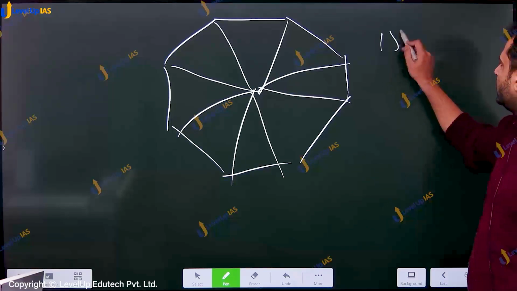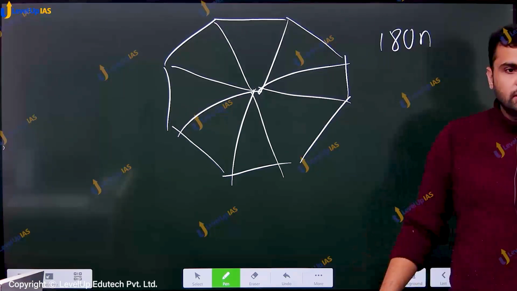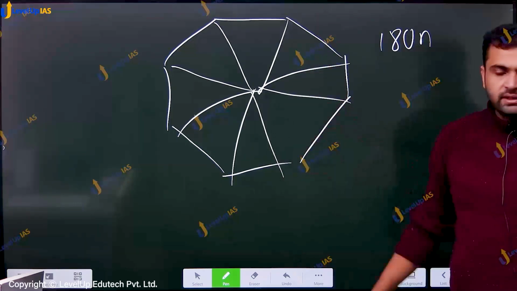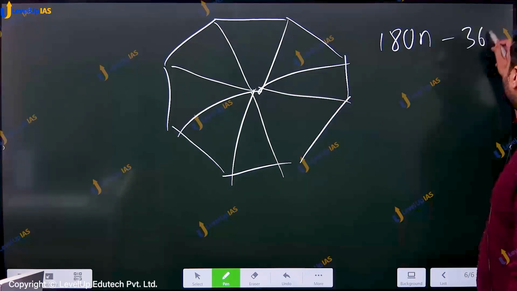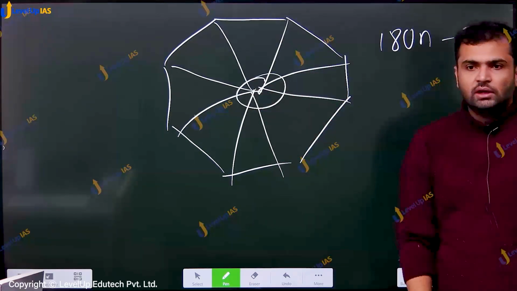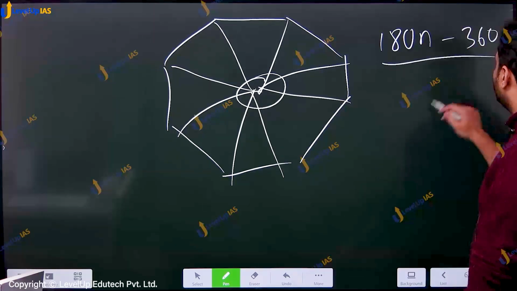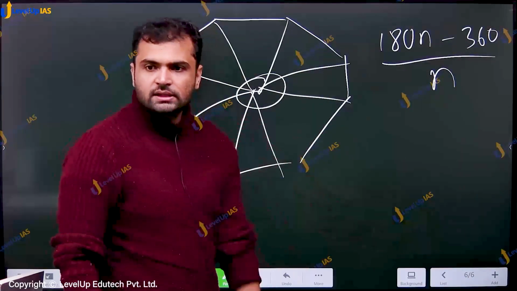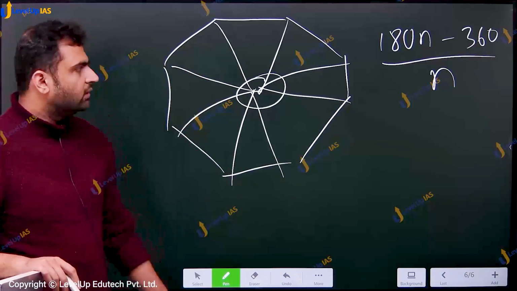You have 180 into n as the total sum of angles, out of which I always subtract 360, because I want to subtract the central angle, and I have to divide by n, because there will be n angles. That would be the formula.